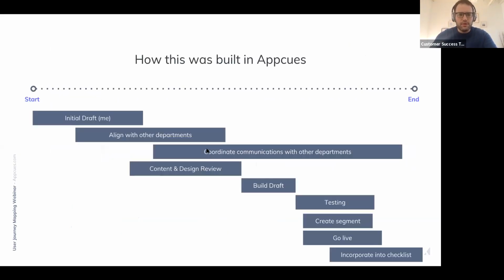So how this was built in AppCues, I thought it'd be helpful to see the cross-team, all hands on deck effort it took to build this. I worked with people in customer success, sales, marketing, and product. I created an initial draft myself, and then I talked about what I was going to do with other departments. I think it's always helpful to get everyone's perspective. Everyone's perspective is different. Try to isolate the feedback in a way that's tangible for you, as everyone has different opinions based on their end goals.